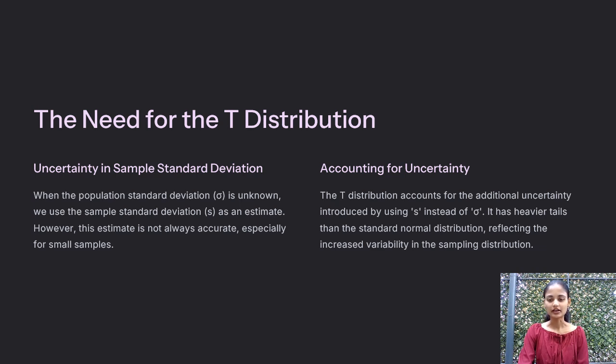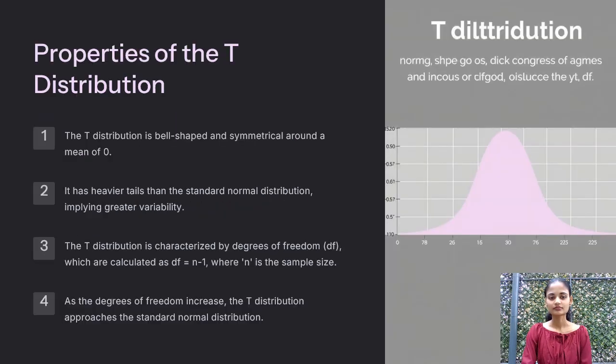Accounting for uncertainty. The t distribution accounts for the additional uncertainty introduced by using S instead of σ. It has heavier tails than the standard normal distribution, reflecting the increased variability in the sampling distribution.